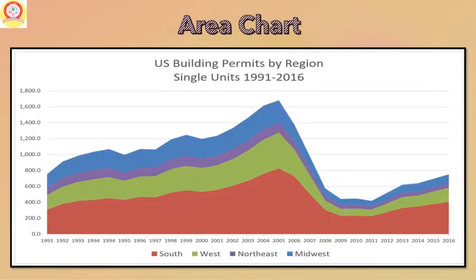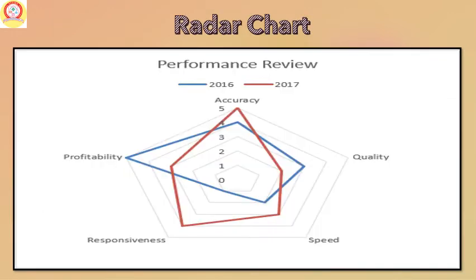Area chart. Now, children, an area chart is similar to the line chart, but the data point markers are not displayed and the area beneath the line is filled with color. You can also plot series one on top of another, producing a total. An area chart emphasizes the magnitude of change in data over time. It is mainly used for representing sales and production figures.